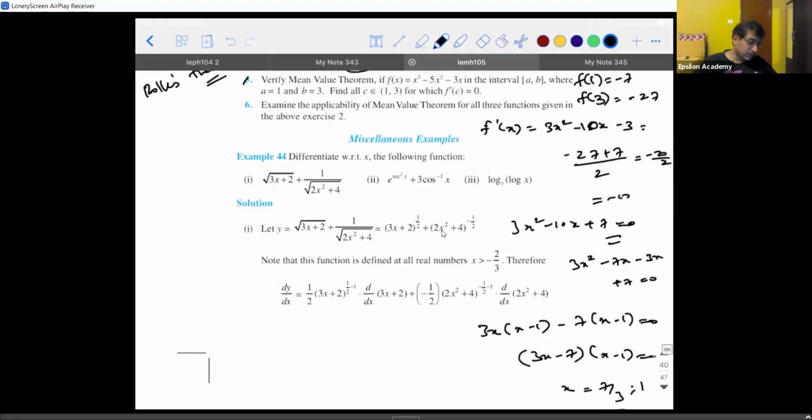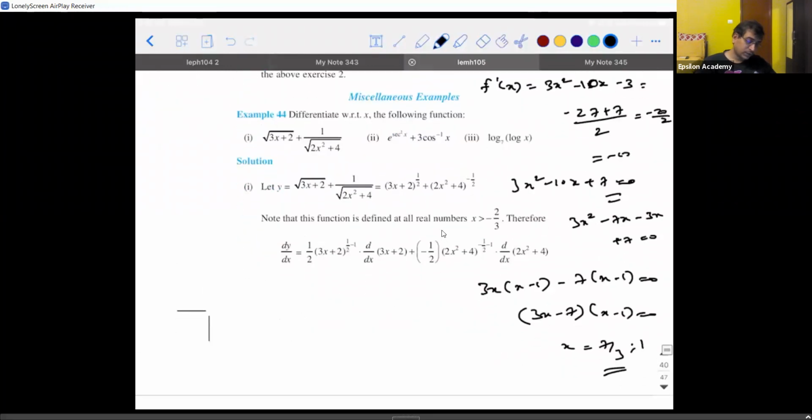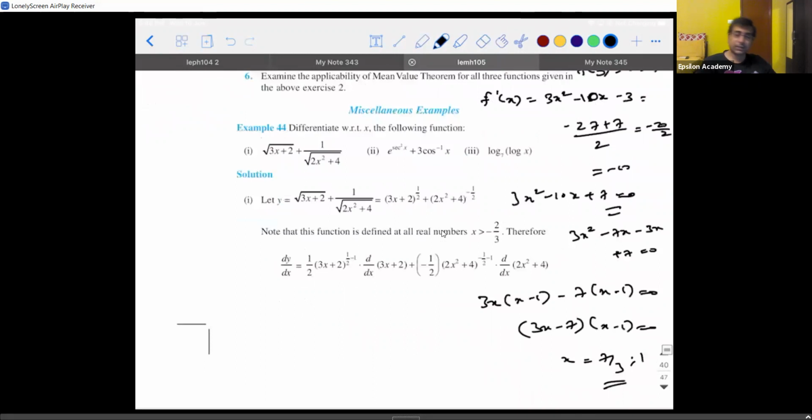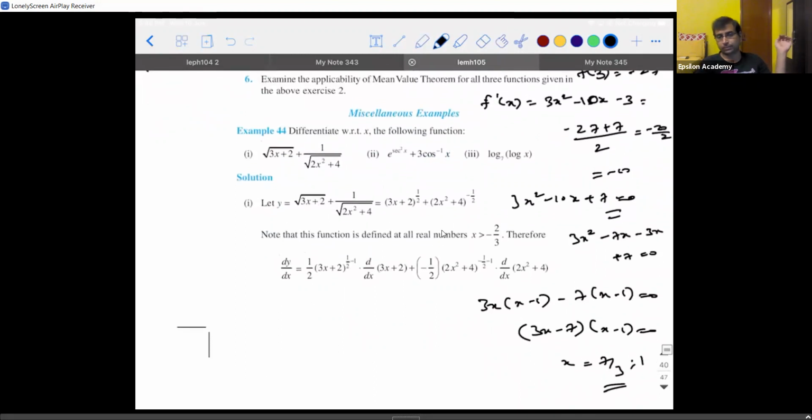But what is the interval that is given? Between the points 1 and 3. So 1 will not be there. 7 by 3 is a number between 1 and 3. Hence mean value theorem is verified. So C is a number between 1 and 3 where f dash of C is equal to f of b minus f of a by b minus a. I hope it is clear.